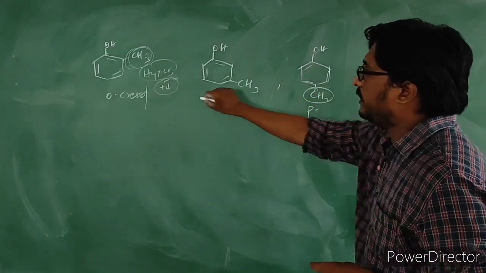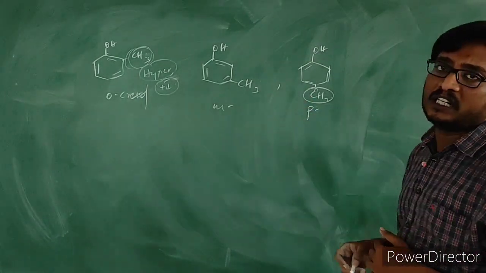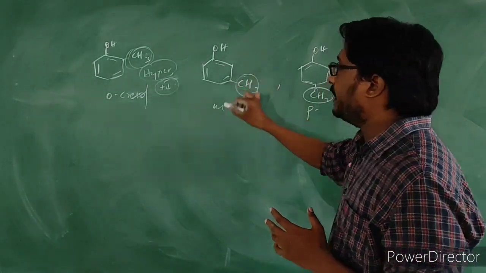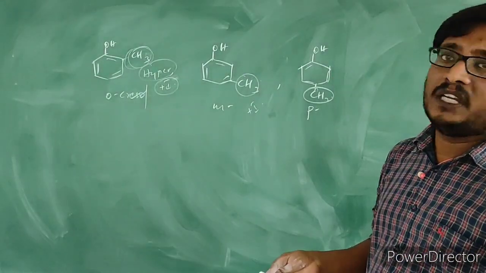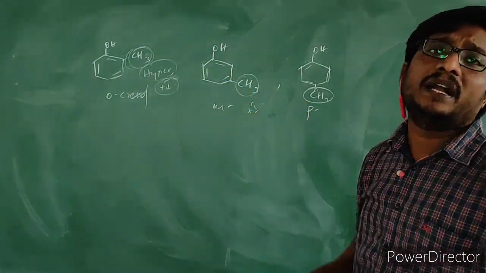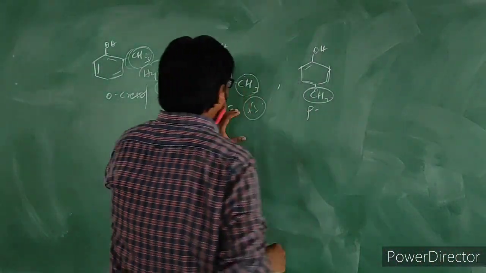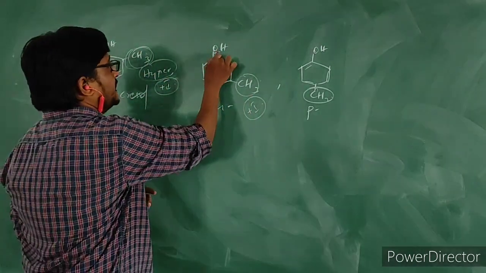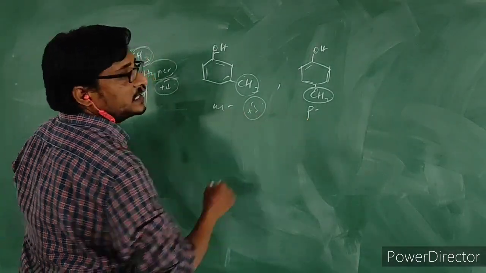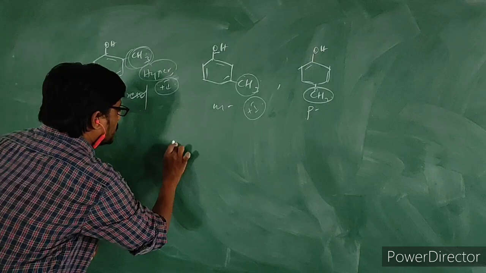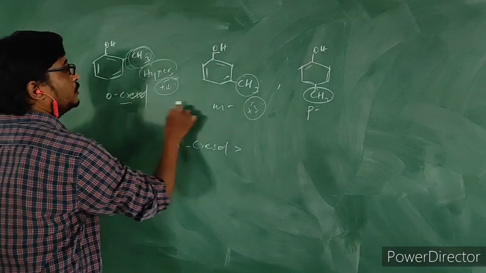So due to these two effects, ortho and paracresols will be less acidic when compared with metacresol. If the methyl group is at the meta position, it can show only the plus I effect. The hyperconjugation effect cannot be shown by the methyl group if it is at the meta position. Only the plus I effect will be shown. That is why the electron density on this oxygen atom in metacresol will be less when compared with ortho and paracresol. That is why metacresol will be more acidic than ortho and paracresol.